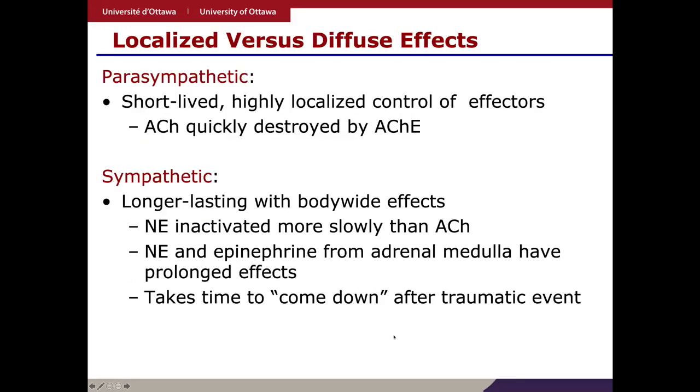In the parasympathetic division, one preganglionic neuron synapses with one, or at most a few, postganglionic neurons. Additionally, all parasympathetic fibers release acetylcholine, which is quickly destroyed or hydrolyzed by acetylcholinesterase. Consequently, the parasympathetic division exerts short-lived, highly localized control over its effectors.